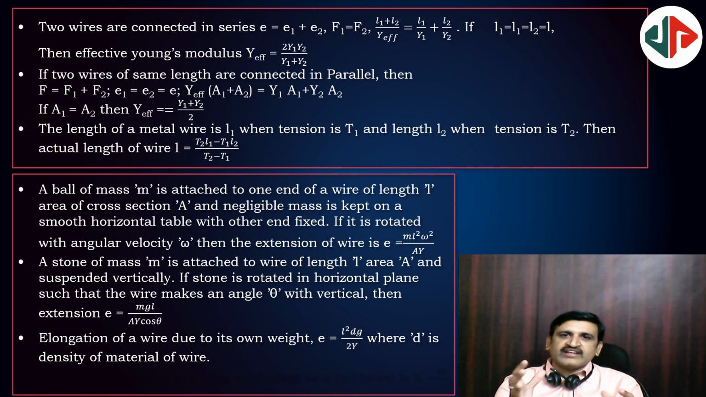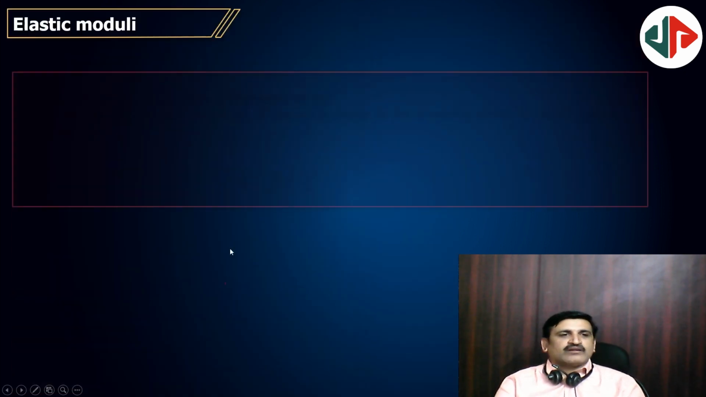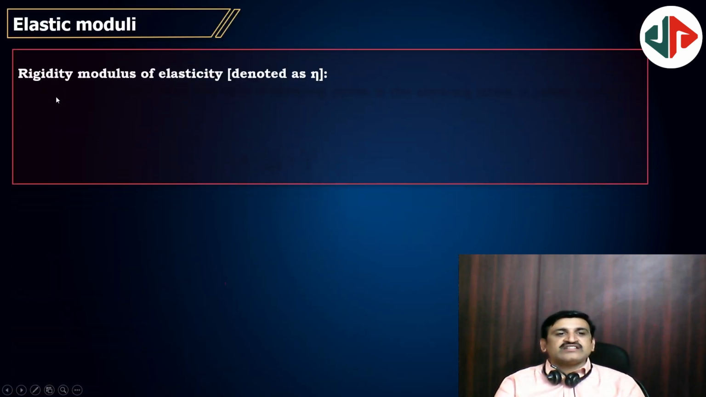Next, elongation of the wire due to its own weight. Suppose heavy wires are suspended, then because of its own weight only it is going to be falling down. In that case, E is equal to L square dg by 2Y. Effective length will be taken in this case as L by 2 because its own weight will act from the center of the wire.